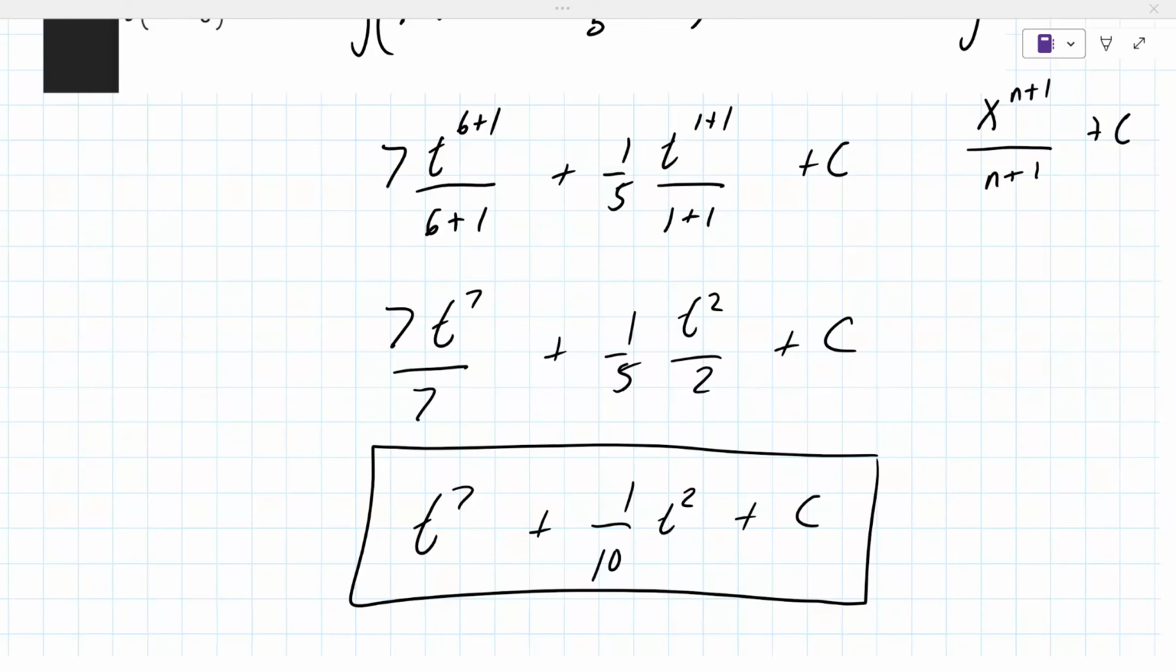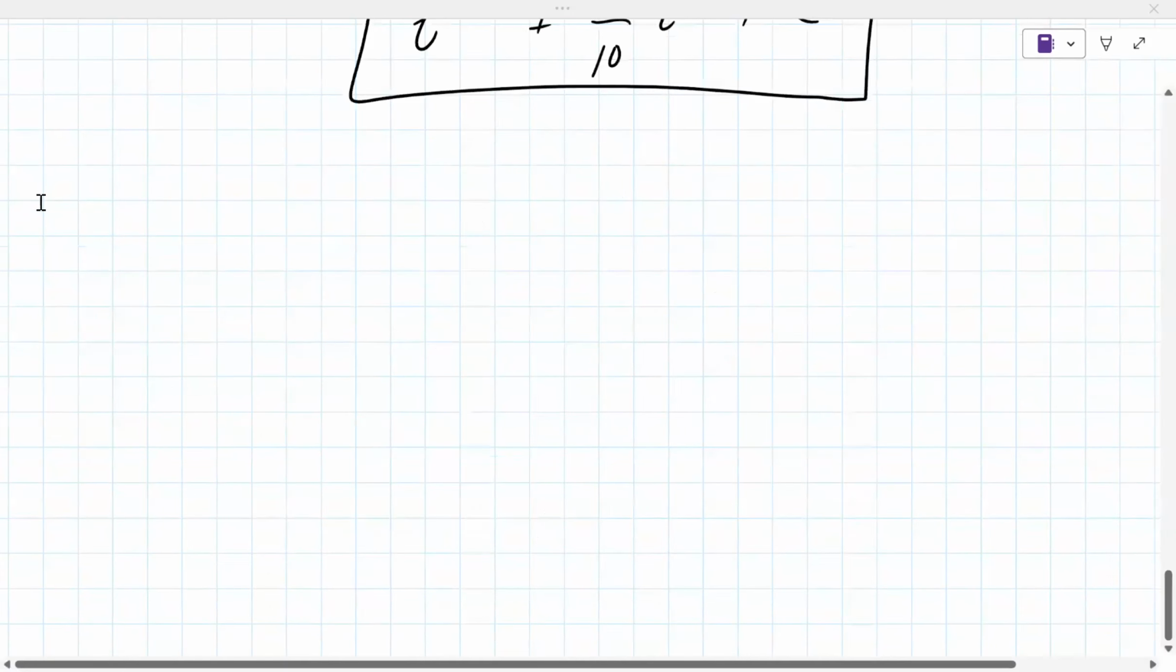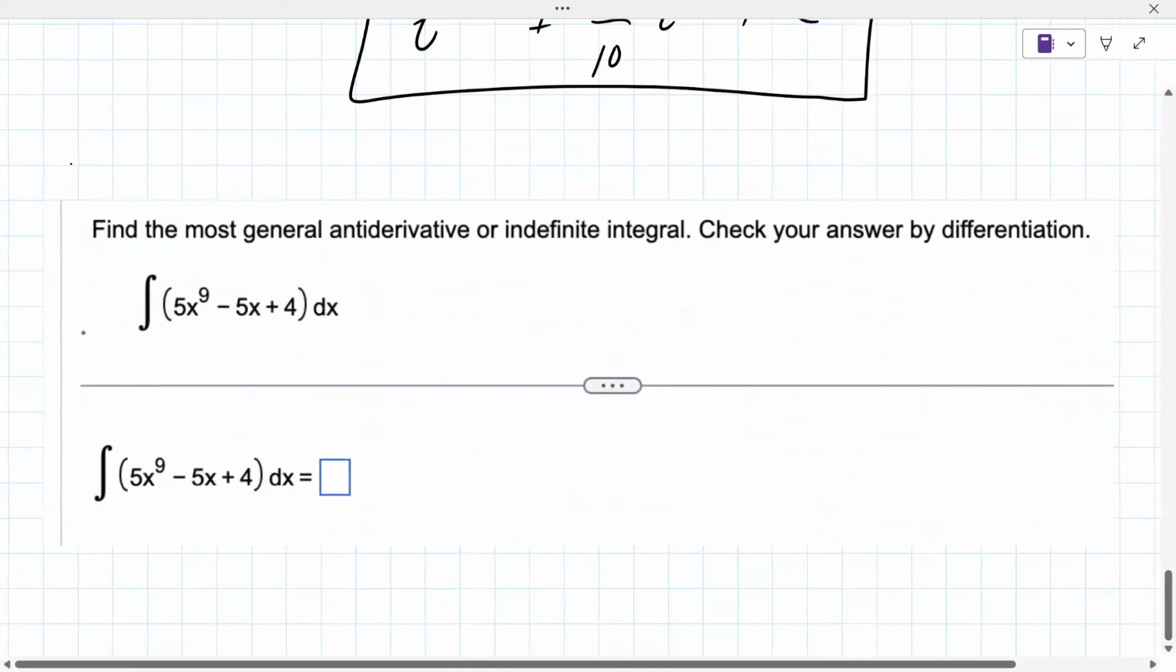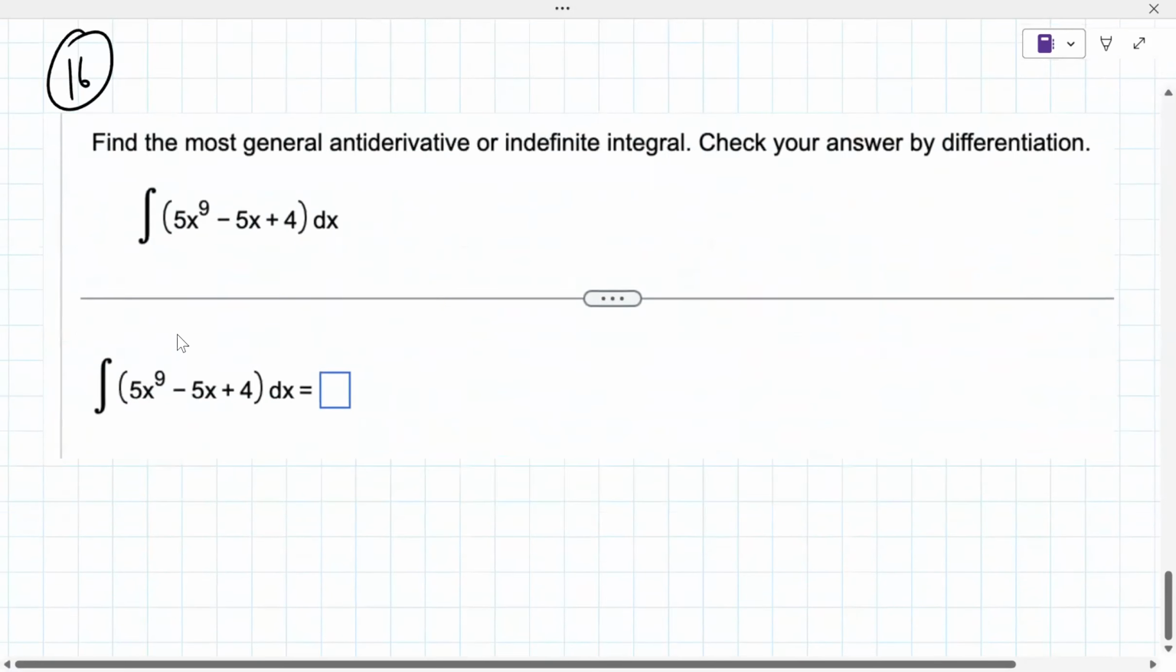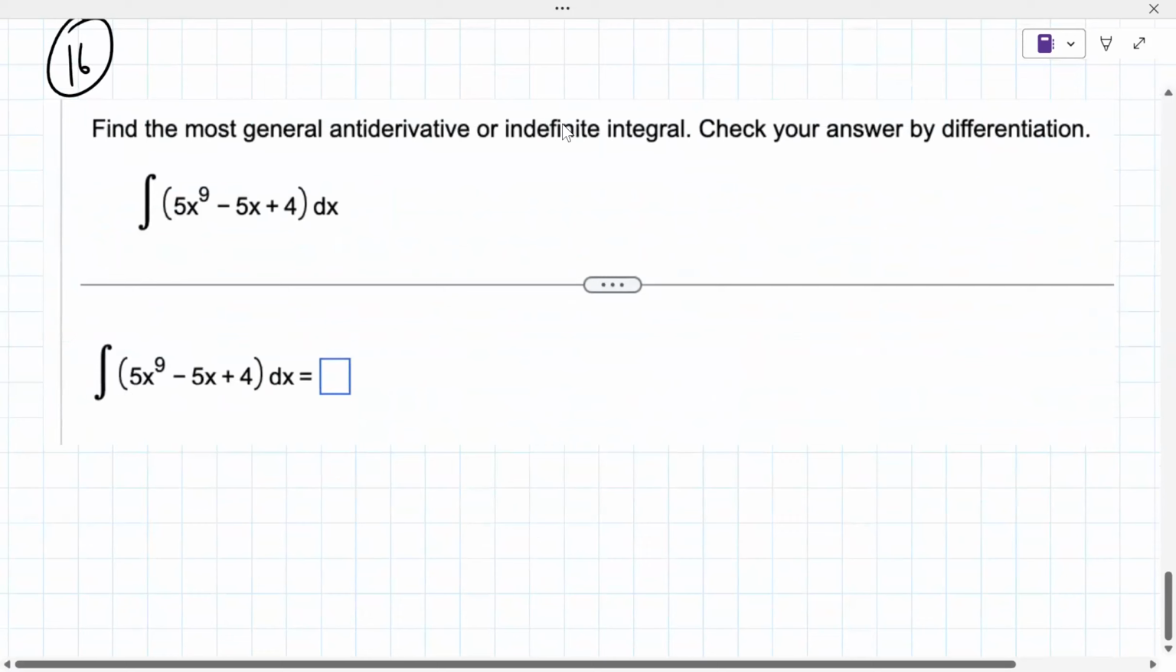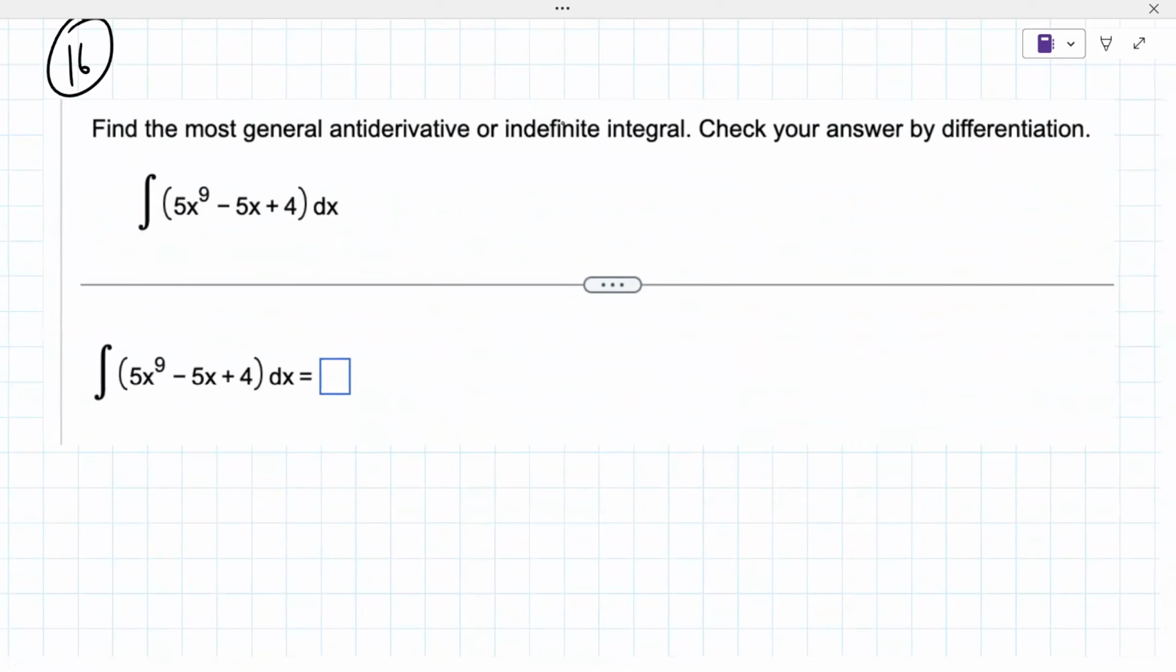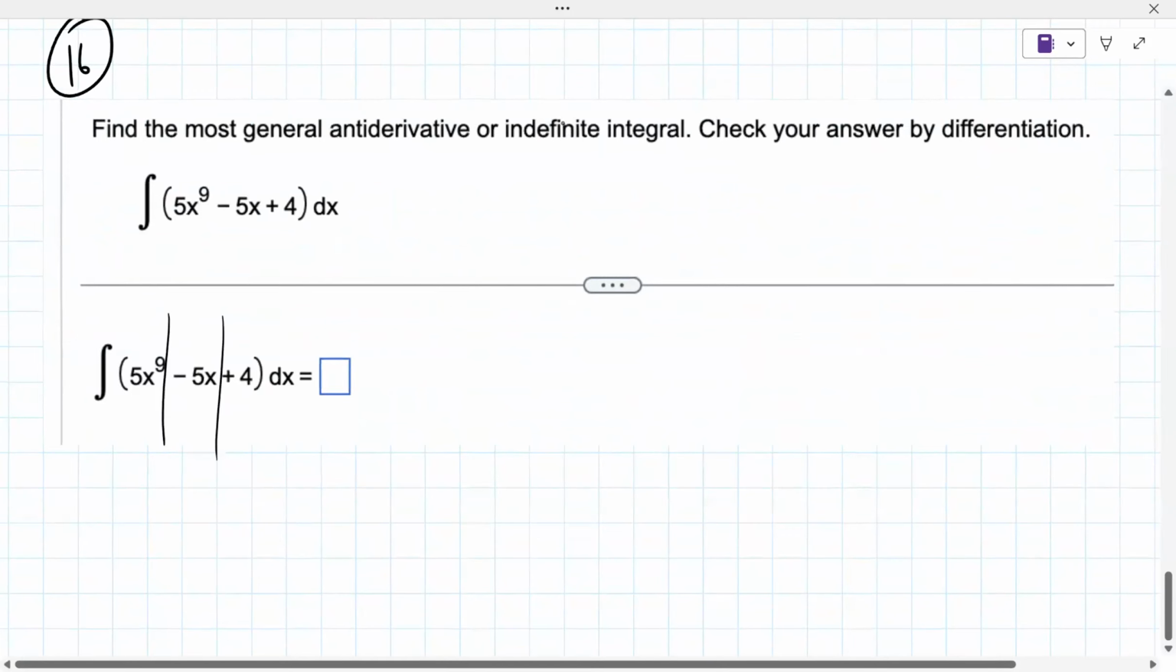Another antiderivative. Grab the snipping tool. So this is 16. Again, most general antiderivative, all that means is plus c. Your answer's going to have a plus c in it. So just like the previous problem, it's really like 3 problems in one. So it's this 5x to the 9th minus 5x plus 4.